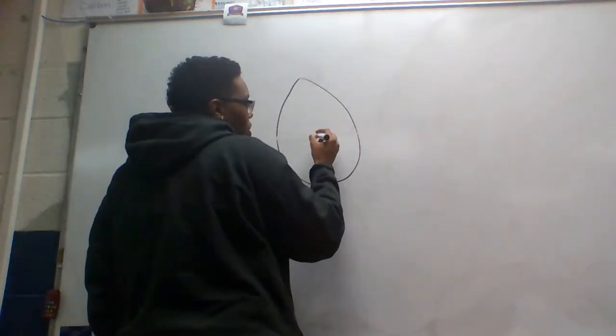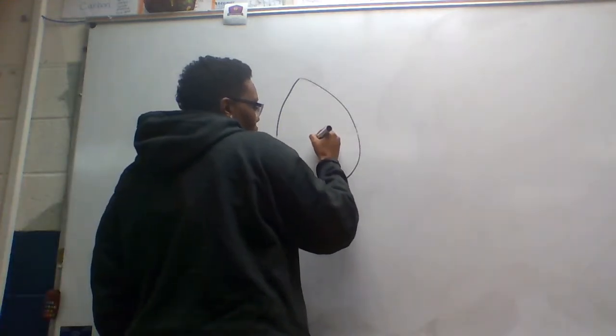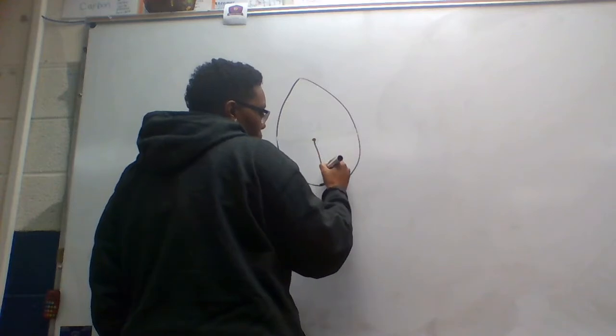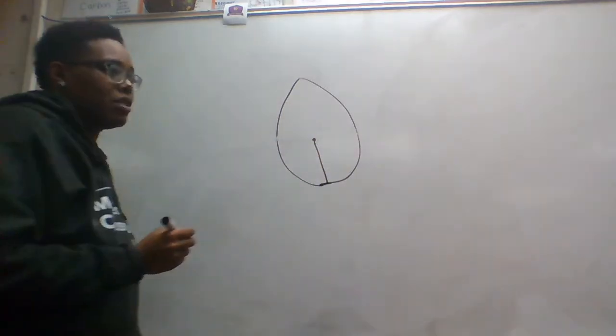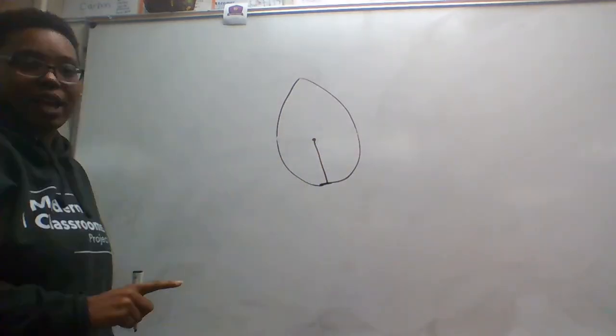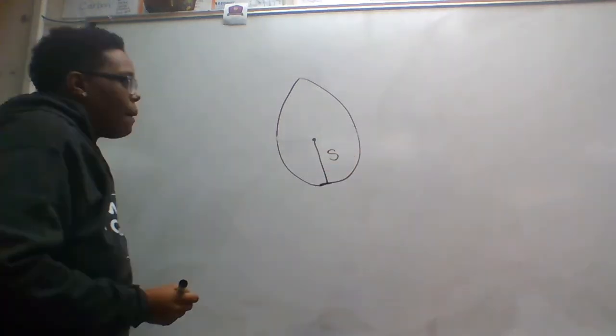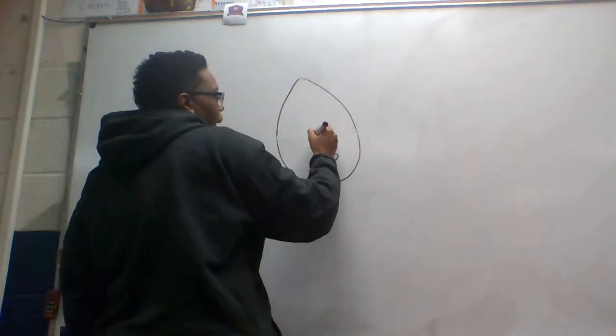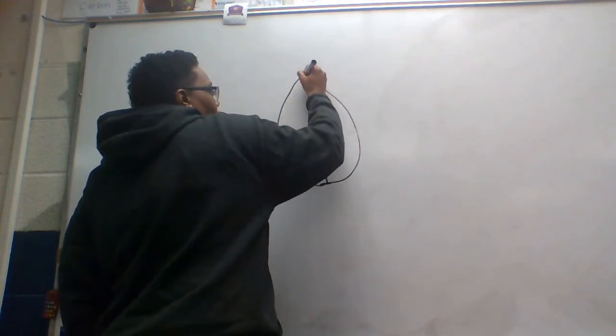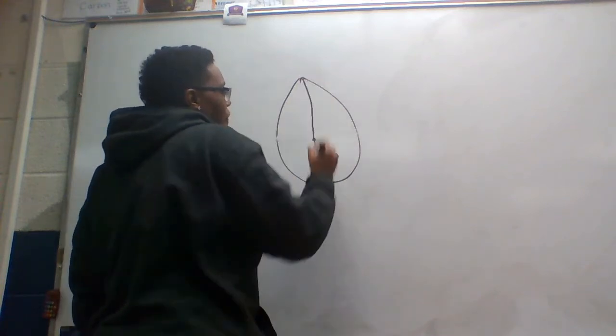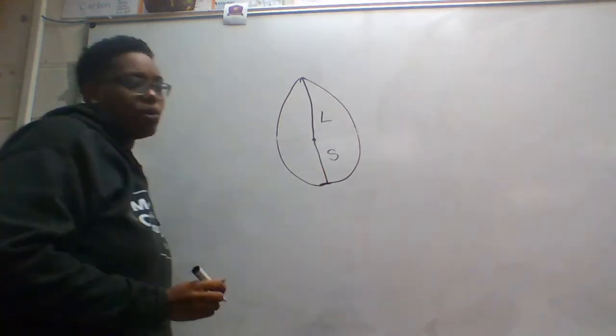So you're going to measure from the short end. You take your piece of string and you measure from the dot to the bottom of the egg. That's going to be your S length, okay? Then you measure from your dot to the top of the egg. That'll be your L length.